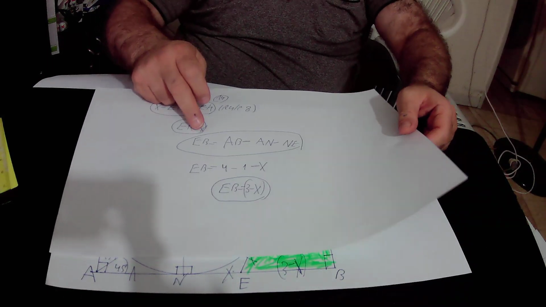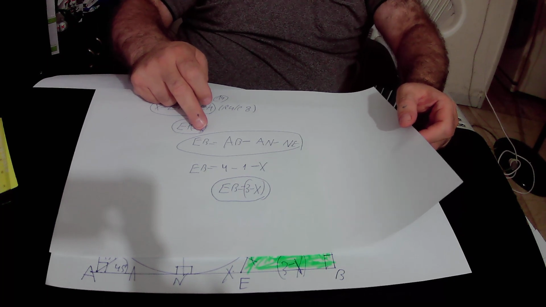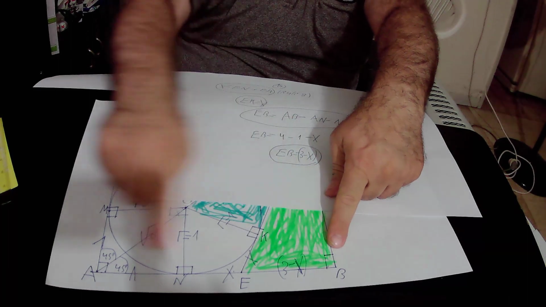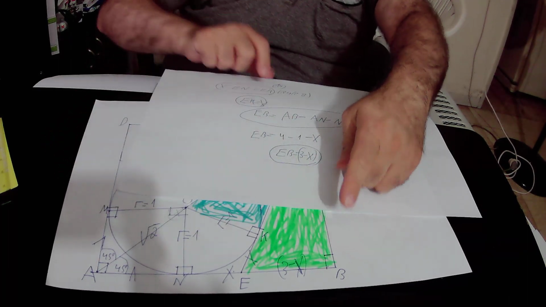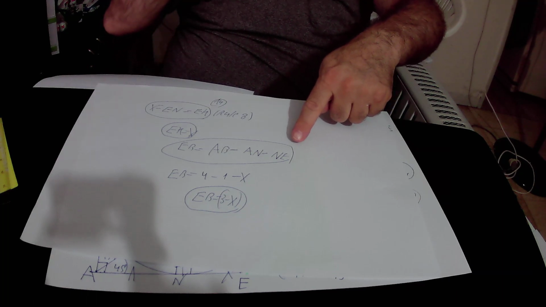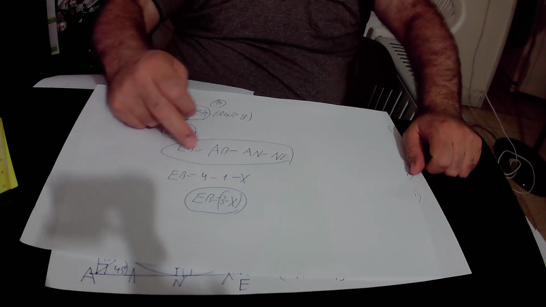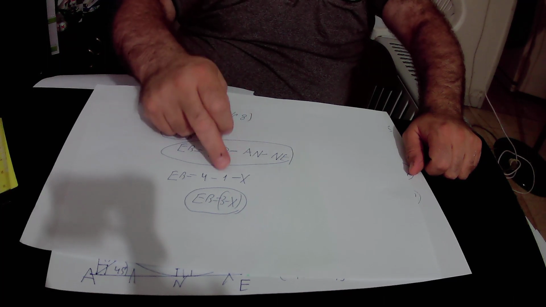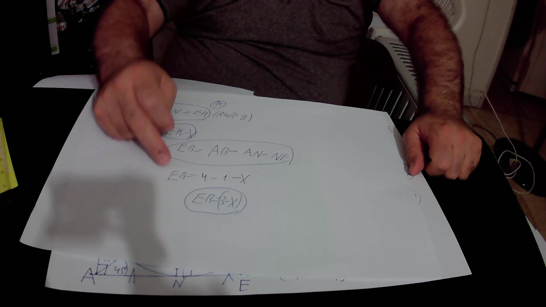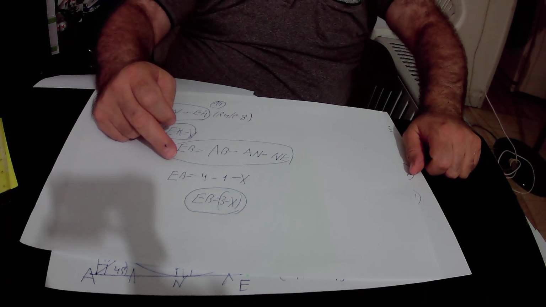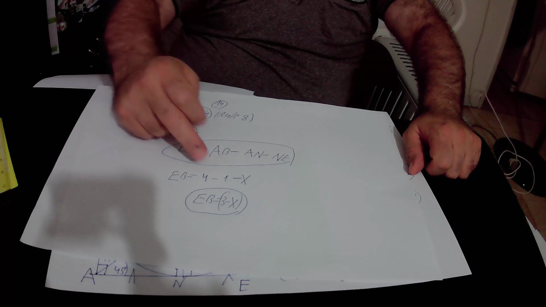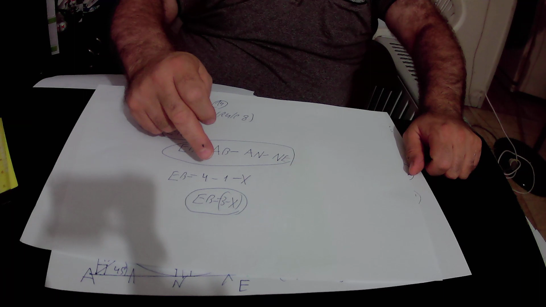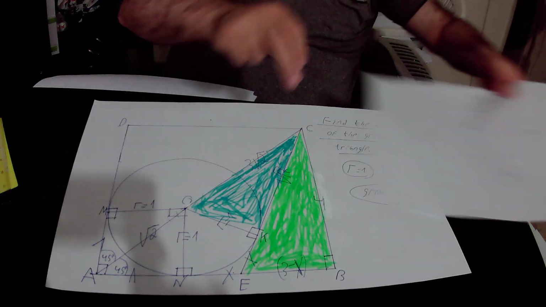Then we found out the value of line segment EB. From this drawing, you can see that EB equals AB minus AN minus NE. So EB equals, AB is 4, AN is 1, and NE is X. So in conclusion, we found out that EB equals 4 minus 1 minus X. 4 minus 1 is 3. So EB, in conclusion, is equal to 3 minus X.